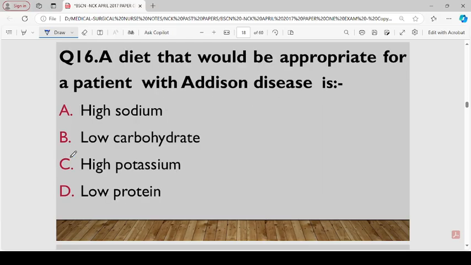A diet that will be appropriate for a patient with Addison disease. Addison disease, this is adrenal insufficiency, so low sodium, so you have to give them high sodium to compensate for that. Right? High potassium you avoid because they have high potassium already. Low protein, just ensure they have a balanced diet.